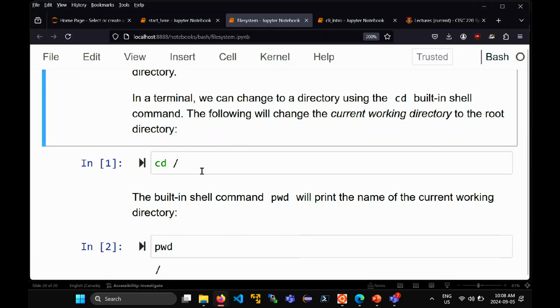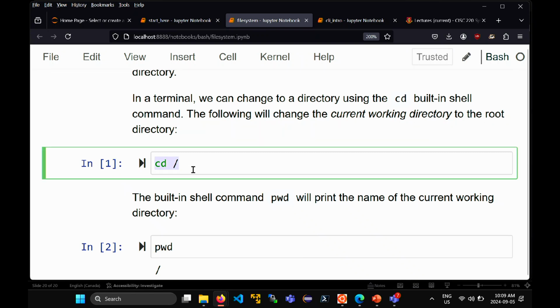Okay, so my shell is currently in my home directory. If I want to go to the root directory, I can use this command called cd. cd changes the current working directory. The working directory is just the directory that the shell is currently in. So cd, space, and then / switches to the root directory.